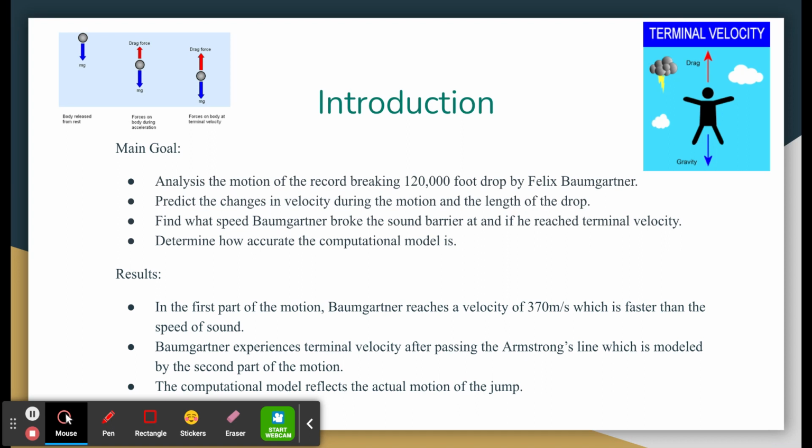We're going to understand how the velocity changes and the time of the drop, and additionally, if he breaks the sound barrier and if he reaches terminal velocity. And then we want to determine if the computational model is accurate. And a quick look at our results, we do determine that he does reach terminal velocity, that in the model it says that he experiences terminal velocity and he breaks the sound barrier. Additionally, we can then see that there is some reflection between the computational model and the actual jump.